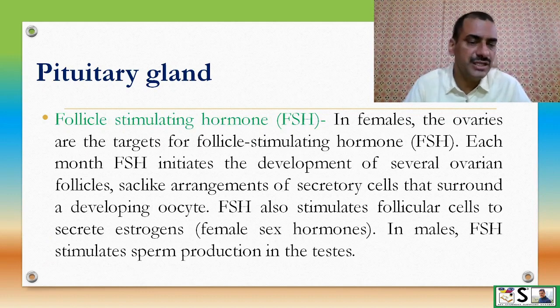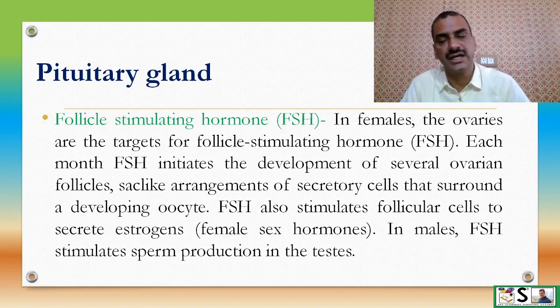Follicle-stimulating hormone. In females, the ovaries are the target for FSH. Each month, FSH initiates development of several ovarian follicles, which are sac-like arrangement of secretory cells that surround a developing oocyte. FSH also stimulates follicular cells to secrete estrogens, that is known as female sex hormones. In males, FSH stimulates sperm production in testes.